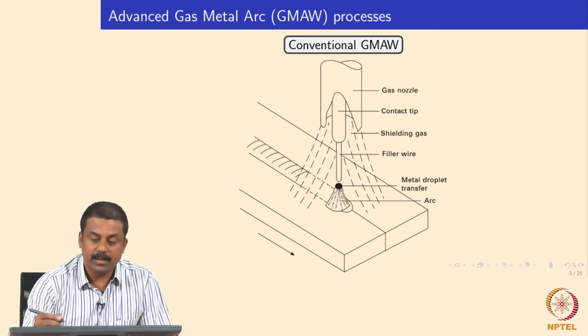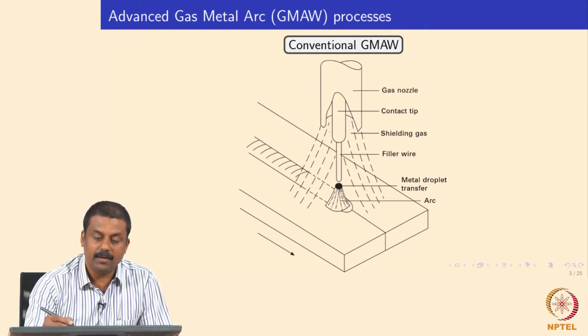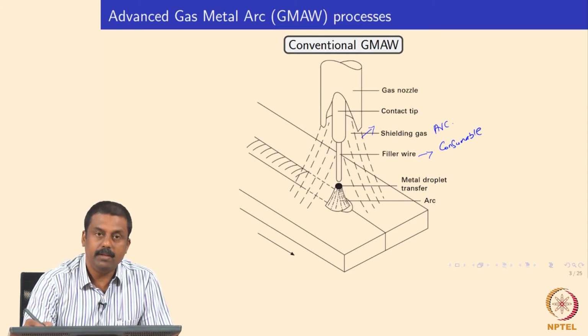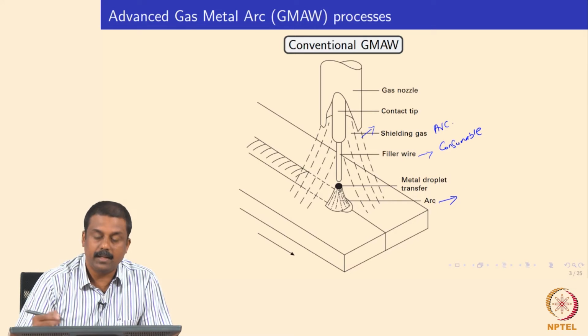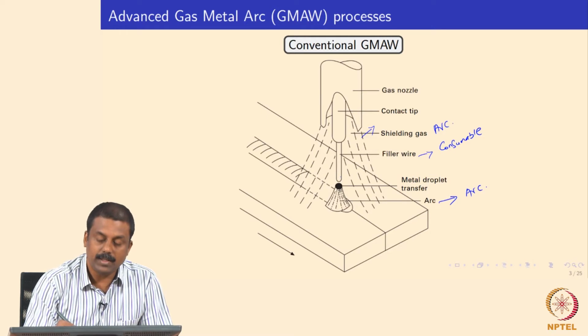So there are three important parts you can see here. The foremost important is the shielding gas, which is also known as arcing gas because we strike an arc using this shielding gas. Then the filler wire, which in this case is a consumable electrode. Why is it called consumable? Because we melt and consume the electrode to fill the weld cavity. The third important aspect of the process is the arc. The arc is struck between the consumable electrode and the workpiece using the shielding gas.